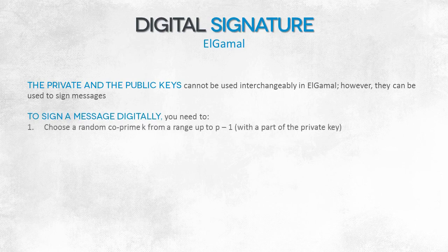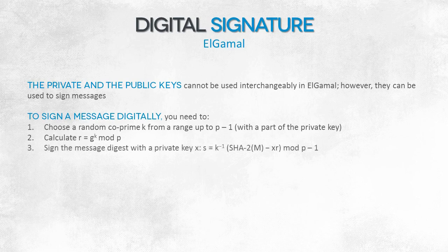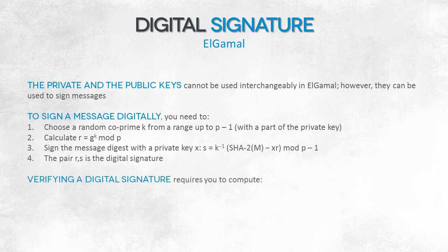To sign some data, you need to pick a random value k. It has to be a coprime integer with p-1, which is part of the public key. Calculate the equation r equals g to the power k mod p. Then sign the message hash using your private key. All SHA-2 hash functions follow this scheme. The output is the digital signature, a pair of values r and s. You can of course also verify this signature.